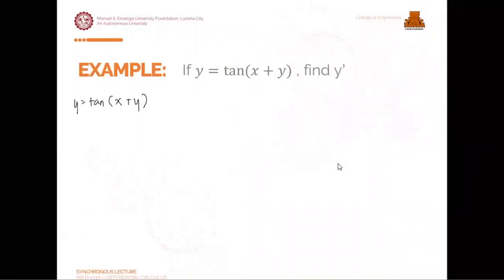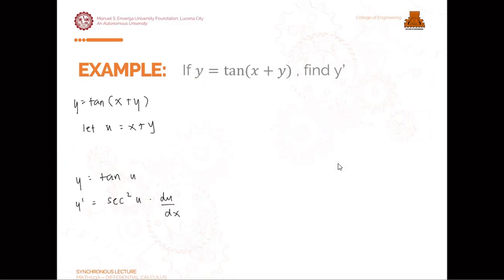So ibig sabihin, dito, y prime is equals to secant squared x plus y. Okay? So, bago natin i-derive, i-let muna natin yun para hindi tayo nalilito. So, let u is equals to x plus y. Then y is equals to tangent of u. So, y prime natin will be secant squared u times du over dx.